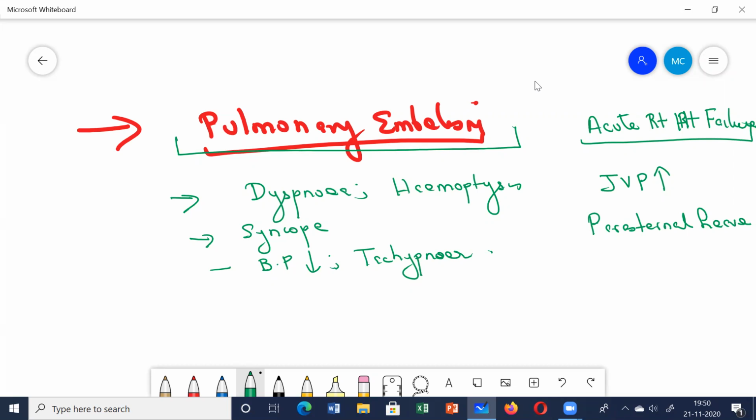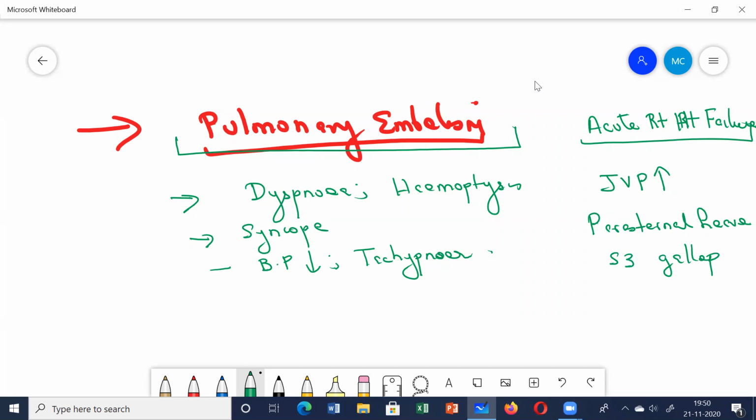If there is a heave, you will find that the heel of your hand is lifted off the chest with each systole. With each systole, you will feel a lift, a thrust, on the heel of your hand. That is your parasternal heave. You can also find the third heart sound, S3 gallop, if you auscultate the chest. So these are the features of acute right heart failure, and these are the clinical features of pulmonary embolism, right?